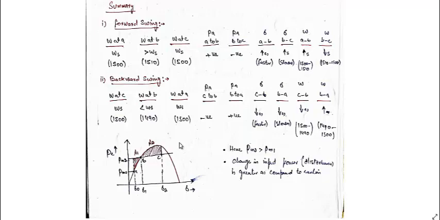So omega from A to B increases. Let us say it goes from 1500 to 1510 rpm. From B to C it decreases. It goes from 1510 to 1500 rpm. That is the speed. Now backward swing.